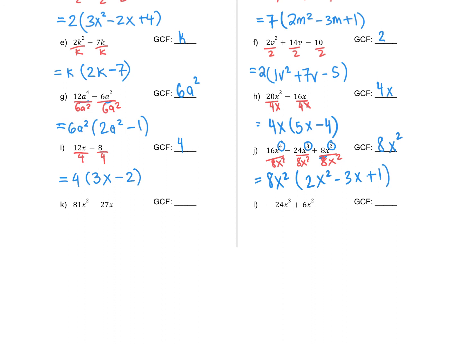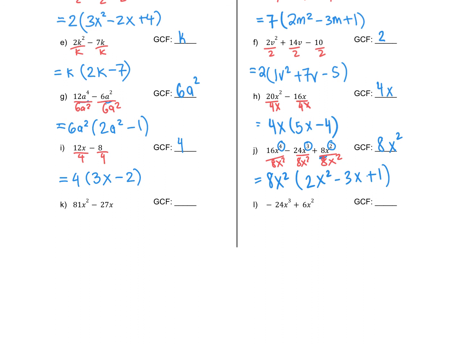All right, 2 more. For k, the numbers are quite larger. So again, pause the video, and if the numbers are larger and you want to write out those common factors, go ahead and try that. Then come back to the video to check your work.